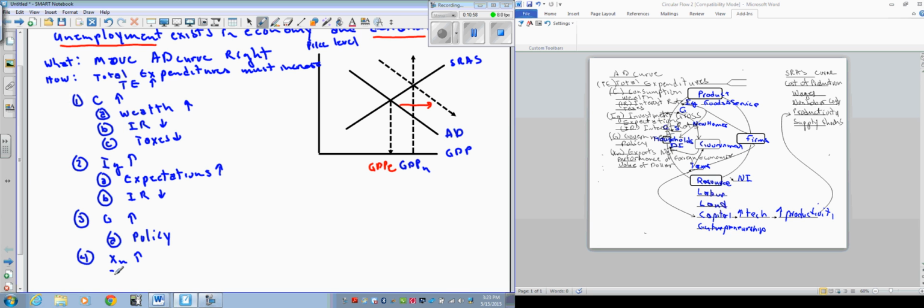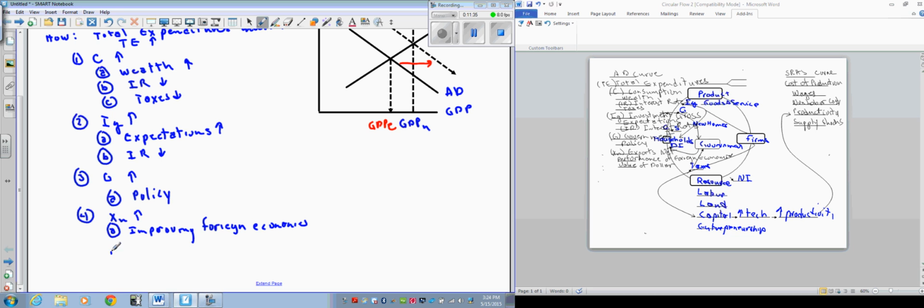And the first thing that happens is we export more than we import if foreign economies improve. So improving foreign economies. So this is how it works. Foreign economies improve, exports net increase, total expenditures increase, AD moves to the right.